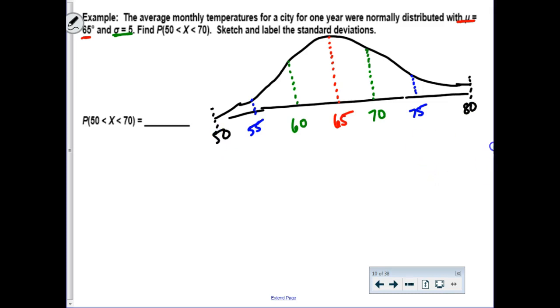So they want to know, without using a calculator here, and we're going to use the empirical rule, the probability that your average monthly temperature is between 50 and 70. We read that between 50 and 70. So here's 50 and here's 70. Okay, there are several different ways we can come up with this. Now, since you guys don't have it on a formula sheet, just look back at the top of your notes.